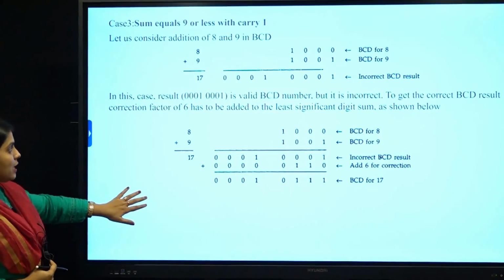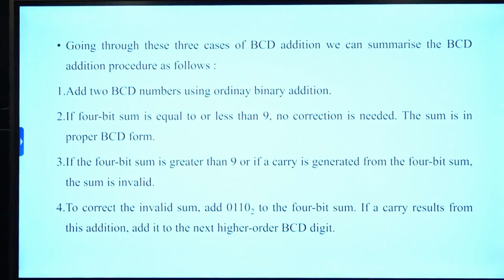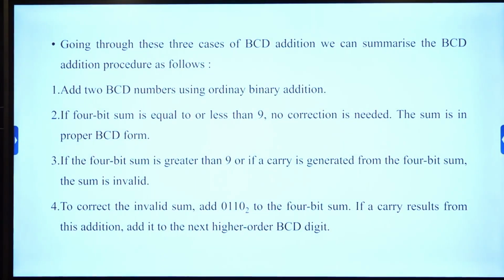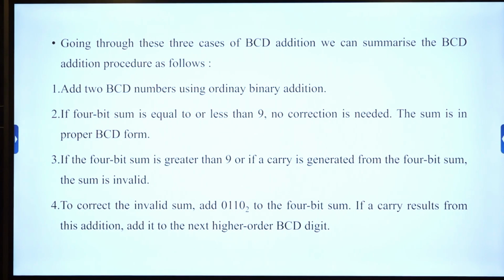Okay. Now let's look into the construction of this particular digital circuit. Now, going through these three cases of BCD addition, we summarize the BCD adder into these points. First one is to add two BCD numbers using ordinary binary addition. First we go for normal binary addition, and we consider those cases. First case, if the 4-bit sum is equal to or less than 9, we don't need any correction. The sum is in proper BCD form, like adding 2 plus 3 or 4 plus 5 where the resultant is less than 9.